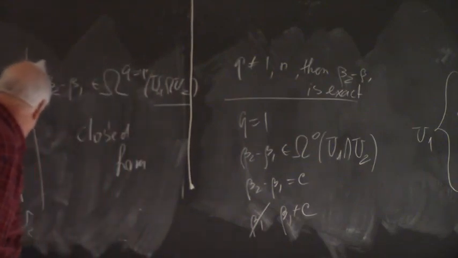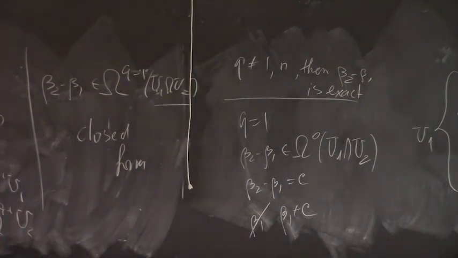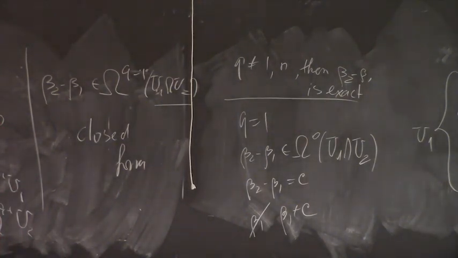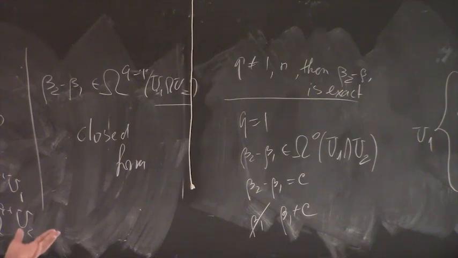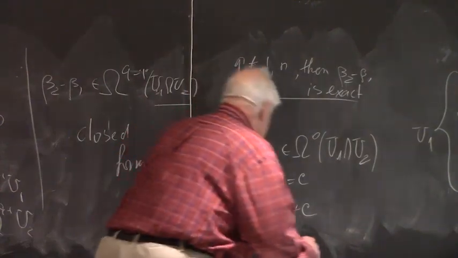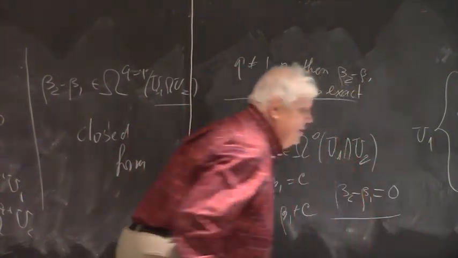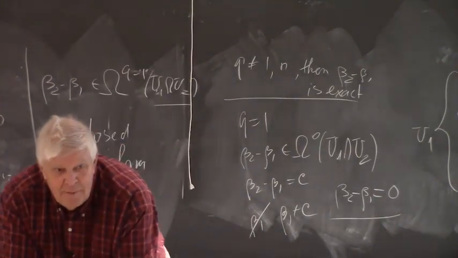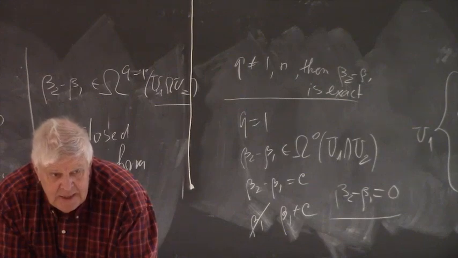Beta 1 was defined from this equation. Certainly, if beta 1 is a function, and you add a constant function to beta 1, then it will not affect its differential in any way. So we can replace beta 1 by beta 1 plus c, where c is a constant. And as soon as we do this, beta 2 minus beta 1 becomes 0, and I personally do not know a form more exact than 0. So this case is okay.